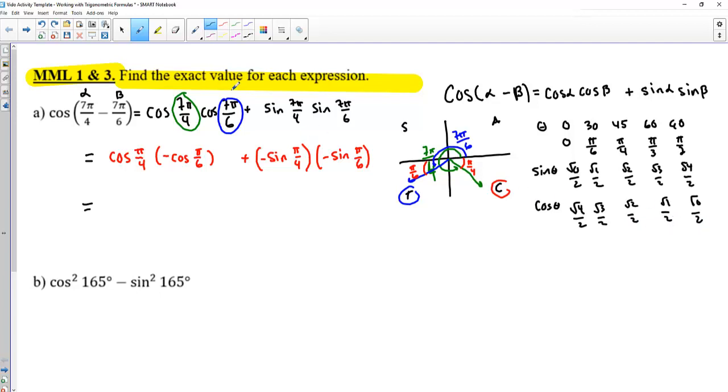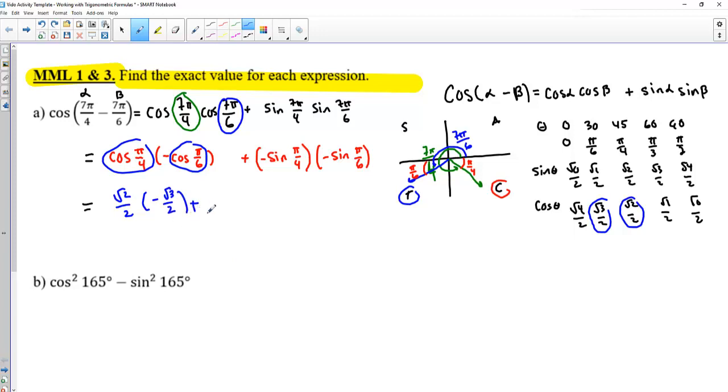And so now when I want to figure this out, I want to find cosine of pi over 4. I simply look at my table and see that's root 2 over 2. So I replace that expression with root 2 over 2. Then I come here, I have cosine of pi over 6. And so this is going to be negative. And cosine of pi over 6 is right here. That's root 3 over 2. So I write root 3 over 2.